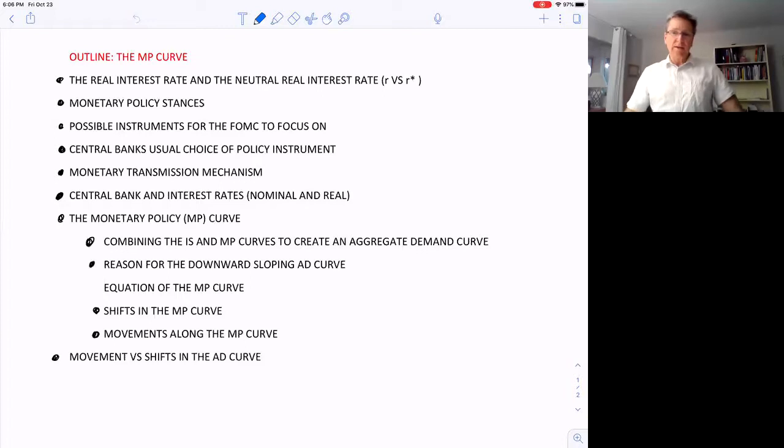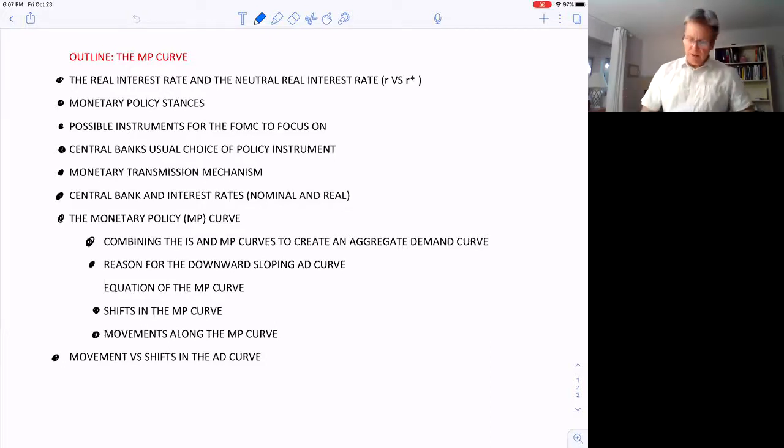Their usual choice of the policy instrument is exactly that, changing interest rates instead of the money supply. This MP curve reflects how the Fed acts. It reflects that they change interest rates when inflation changes by a movement along the MP curve, and they change interest rates because of output in the economy, which is reflected by a shift in the MP curve.